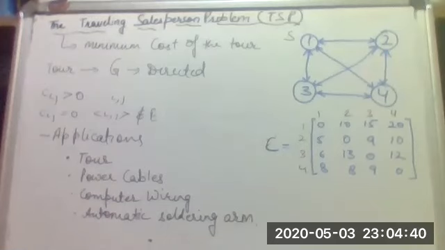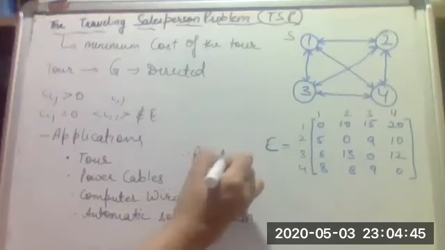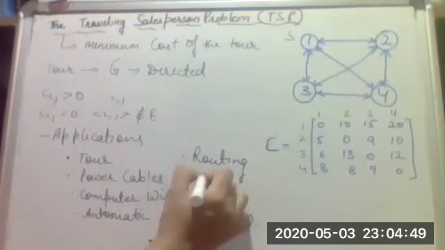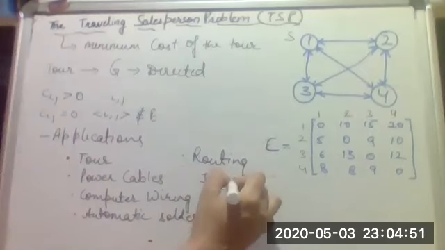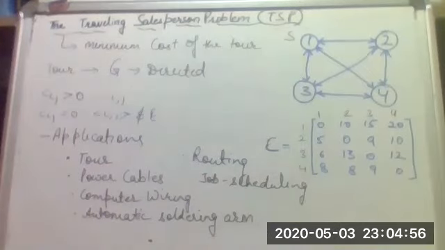There are many more examples of this. It can be used in routing. It can be used in job scheduling. Wherever we want something to start from its particular position, cover all the other involved points and come back to its own position again, there we have applications of the traveling salesperson.